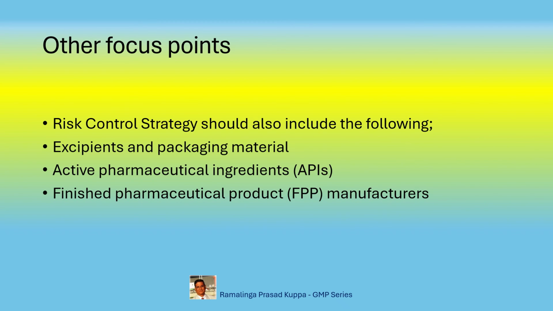Finished pharmaceutical products (FPP) manufacturers. The risk assessment should include evaluation of the supply chain, excipients, API processing, utilities, storage, distribution, and degradation that could introduce nitrosamine during production or storage.